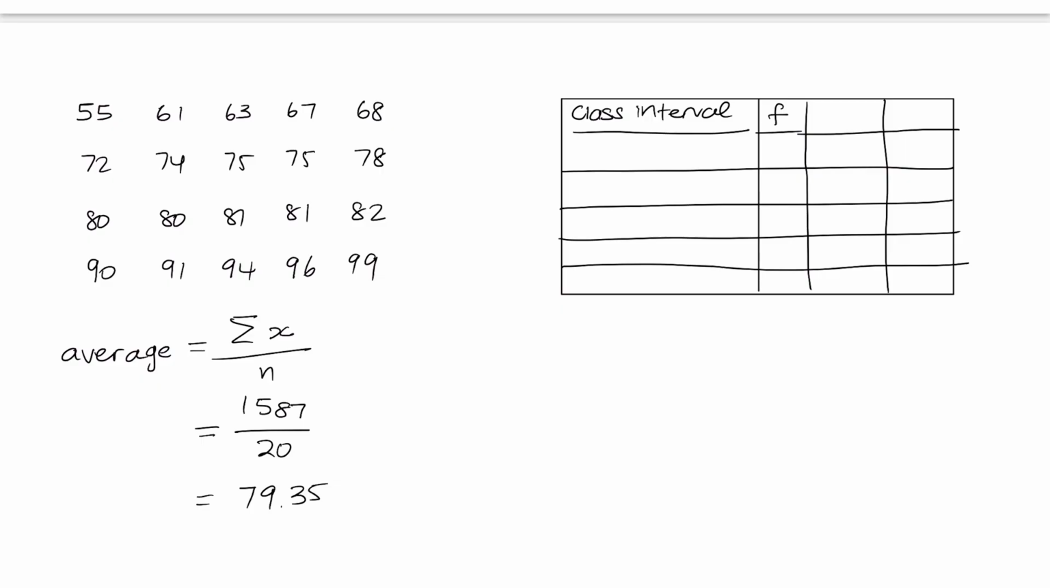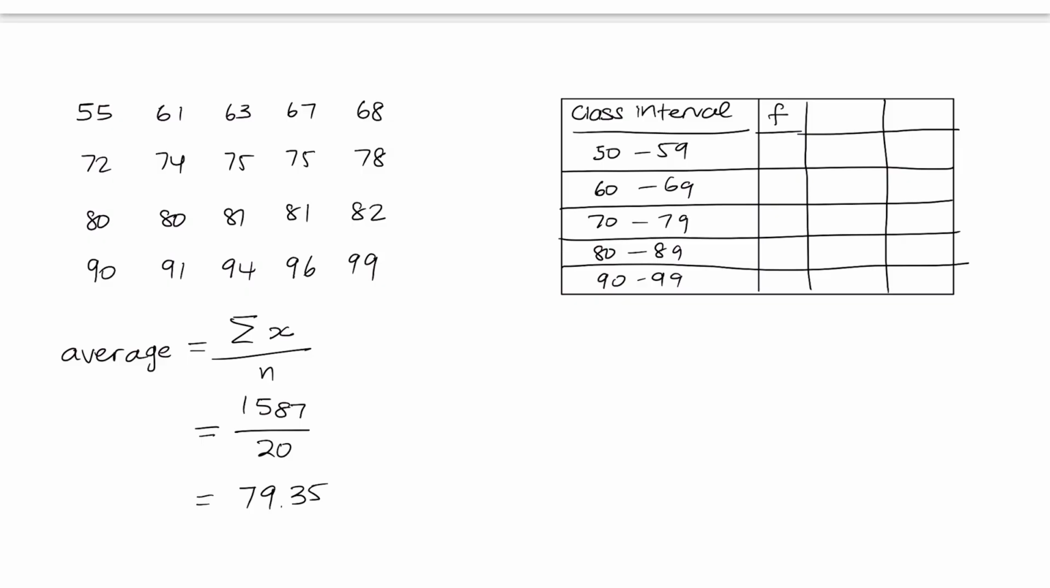Now, let's assume these data points were hidden from us and all we had was the table on the right-hand side. Now the table will need to be completed for us to be able to calculate the estimated average. So what should be done? So first we need intervals, and the intervals would be according to the marks that the learner got. So for example, we could have an interval from 50 to 59. Then we could have from 60 to 69. Then 70 to 79, 80 to 89, and then 90 to 99.